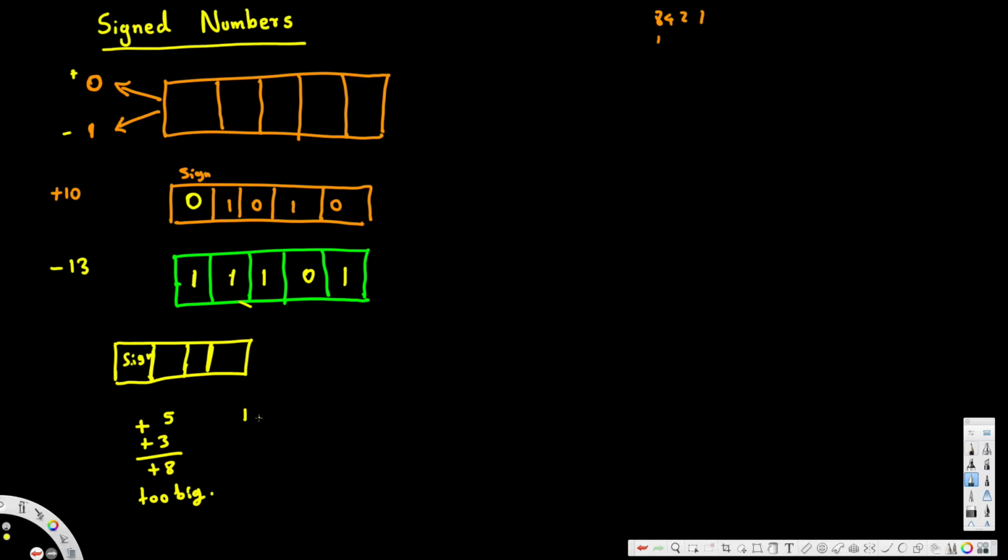If it's the same sign, like minus 5, minus 3, it's still too big. Minus 8, still too big. And then if we have a different sign, for example minus 5 plus 3, we will get negative 2. We can write that one. And if we have plus 5 minus 3, we get positive 2, and we can write that one. And if we have 6 plus 4, we are going to have 10, and that is too big.